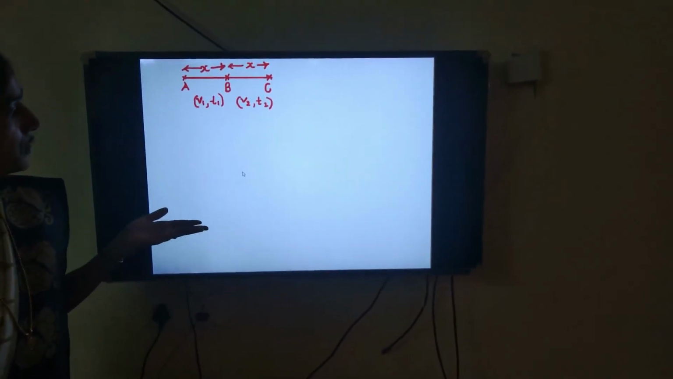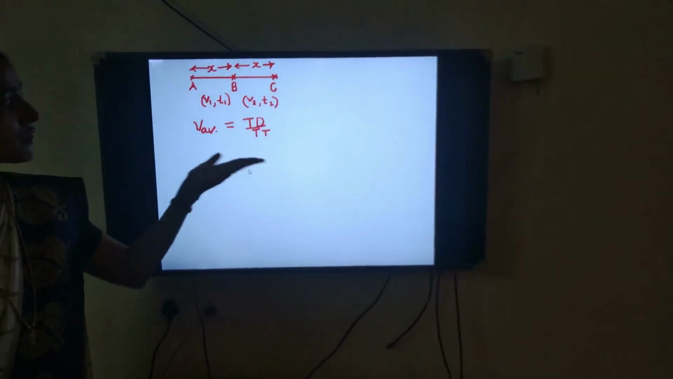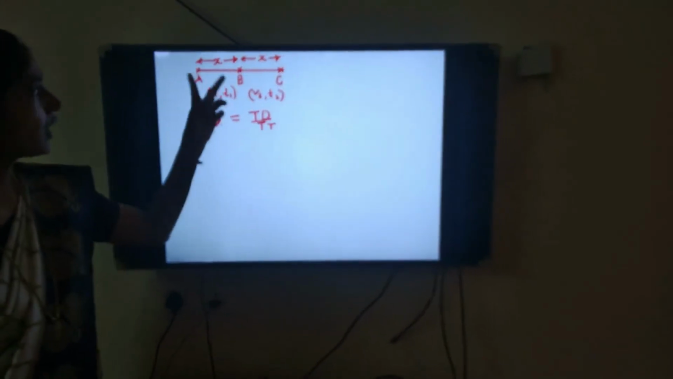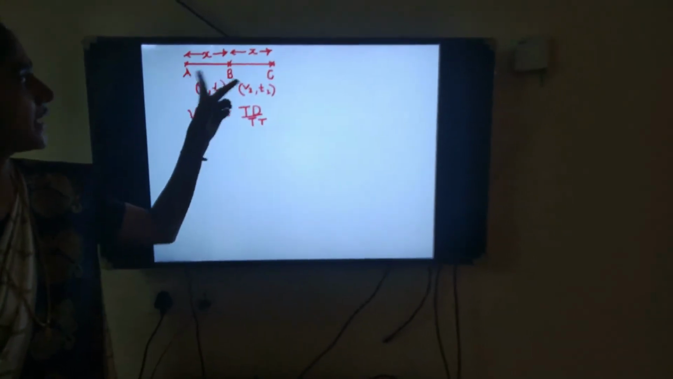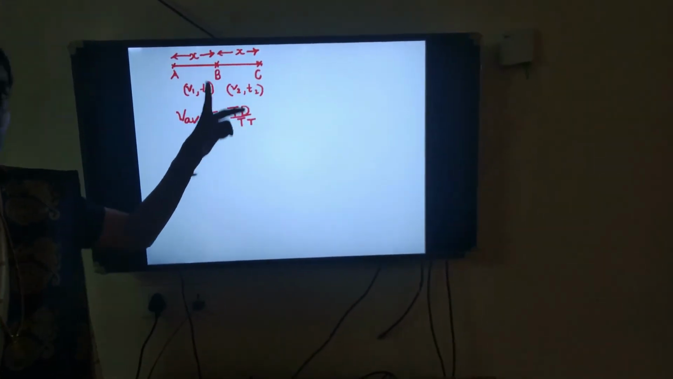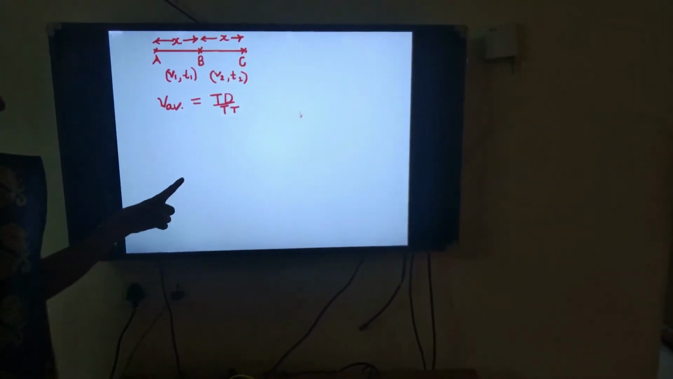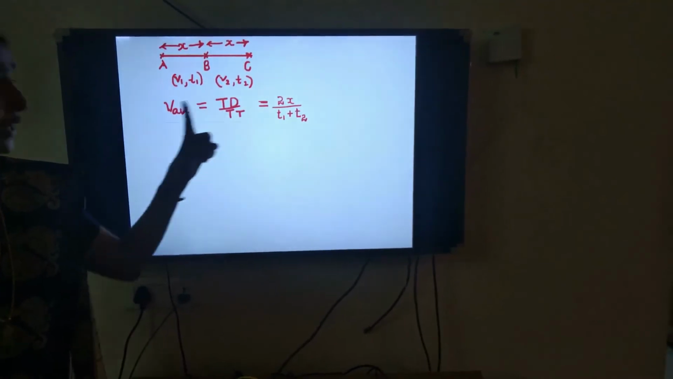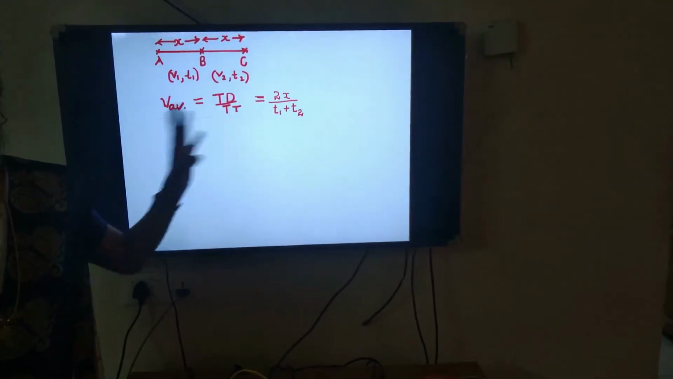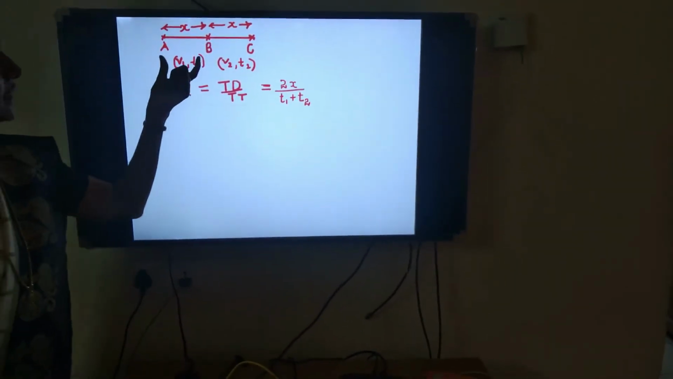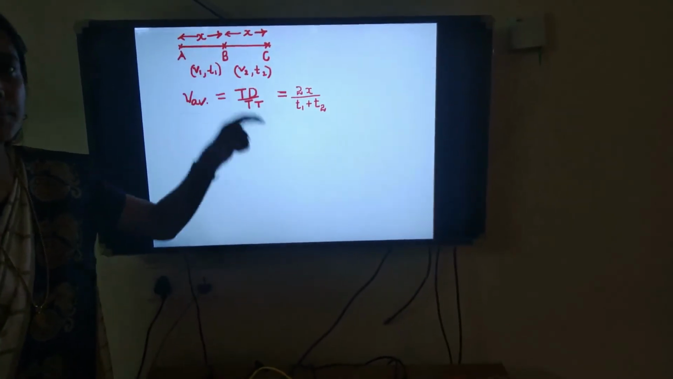So what is our normal logic? Average speed is equal to total distance traveled by total time. So what is the total distance from starting to end point? X plus X, 2x. And what is the total time? T1 plus T2. So the average speed is 2x by T1 plus T2. Now let us see this AB and BC separately.